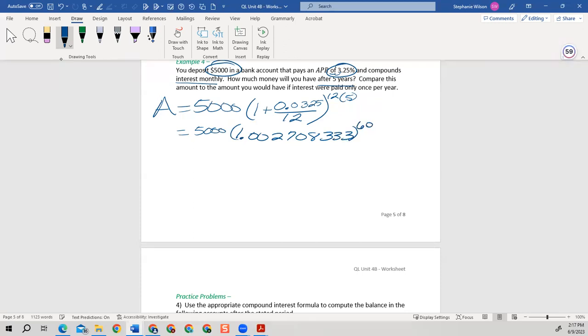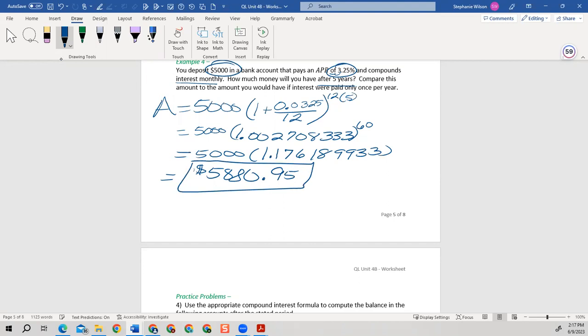I'm going to take that number and raise it to the 60th power. So now I have 5,000 times that, 1.176189933. Now multiply that by 5,000. Now let's round to the nearest cent. So we get $5,880.95.